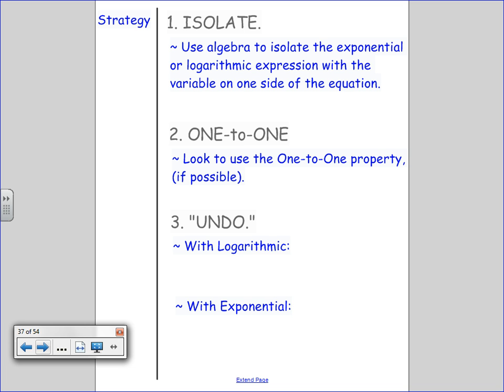So if you're solving an equation, trying to find x, we usually try to get it as alone as possible. So we're going to try to get our log or our exponential as alone as possible, moving things to the other side that we can. But then we're going to get stuck with the exponential or the logarithmic expression. So either we're going to look to our one-to-one property, or we're going to look to undo whatever expression or operation is trapping the variable.